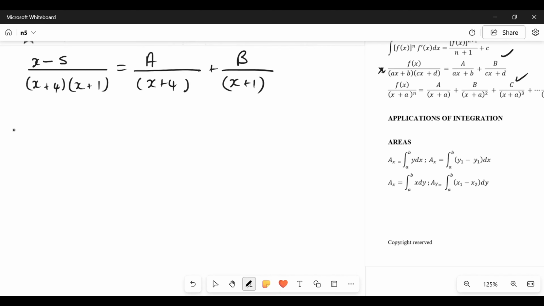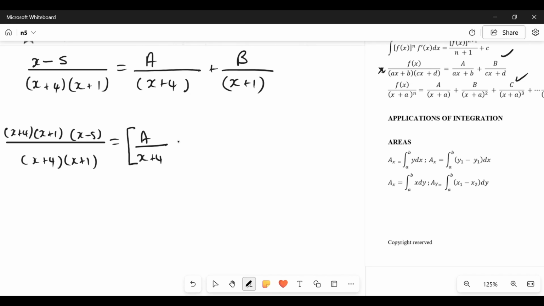Right, so on the left hand side, we can multiply by x plus 4 and x plus 1. Let's not forget, we also have x minus 5. All this is going to be divided by x plus 4 and x plus 1. There we go. All this is going to be equal to, open bracket, A divided by x plus 4 plus B divided by x plus 1, close bracket. Remember, we also need to multiply by the same x plus 4 and x plus 1. There we go. All these are divided by 1.